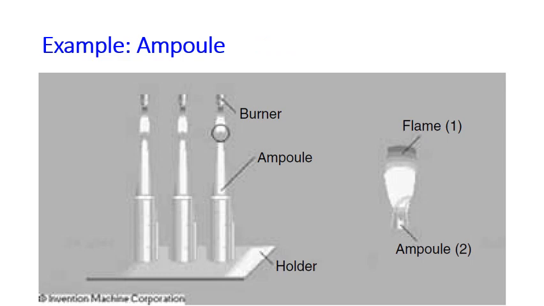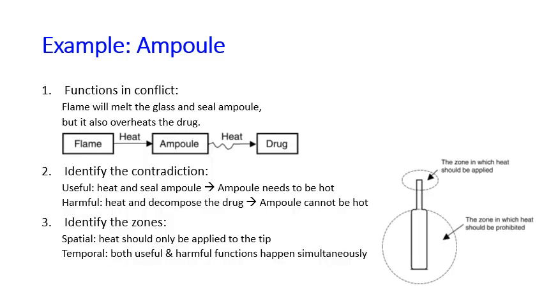Let's take a look at an example. In this example, an ampoule is something that contains medicine. But then this ampoule needs to be sealed. So on the top of this ampoule, there is a burner. They will burn the top part of the ampoule and make it sealed, such that the medicine inside the ampoule will not spill out from the ampoule. So let's follow the previous three steps.